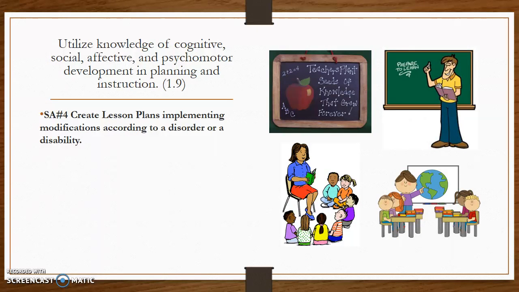Utilize knowledge of cognitive, social, affective, and psychomotor development in planning instruction. The create lesson plans student activity assignment was actually a lot of fun to think of things out of the box and have to put that modification. And some of the modifications were very simple, but it made you think of all of these things to keep students like ADHD incorporated into it, students who had autism, where it may not have been a subject that they were interested in, how to present it to them so that they could become interested or at least stay with the lesson plan to follow through.